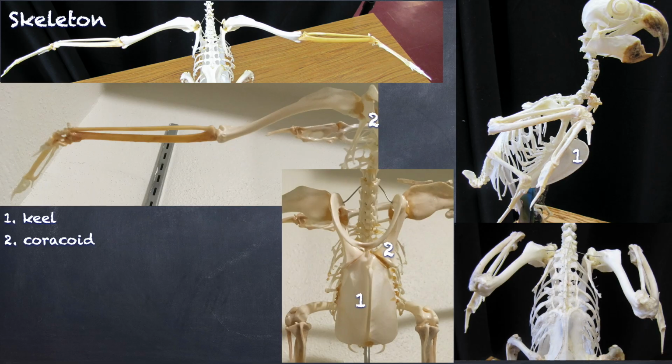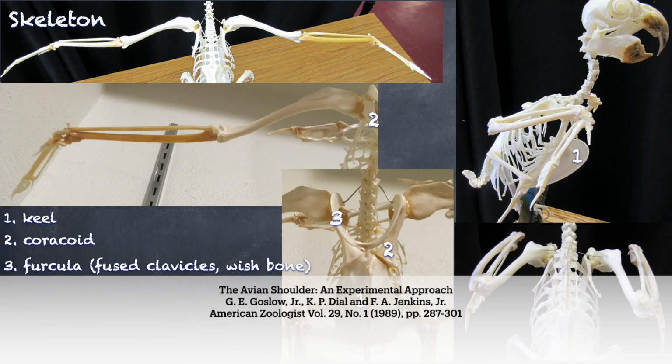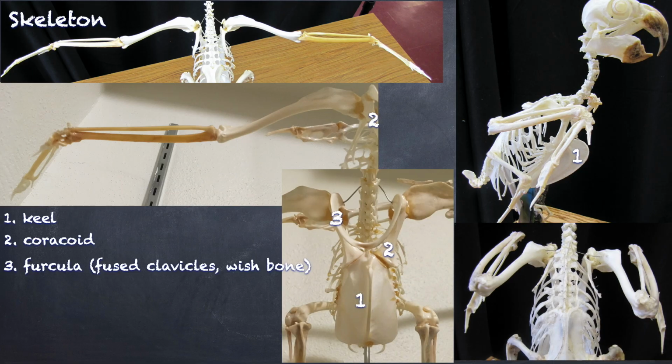The clavicles are fused to form what we know as the furcula. You may also know this as the wishbone. This is thought to be important for maintaining a set distance between the shoulders. It has been observed by Goslow et al. in an American Zoology article that the dorsal portion of this Y shifts laterally during the downstroke and then moves medially by just elastic recoil during the upstroke.